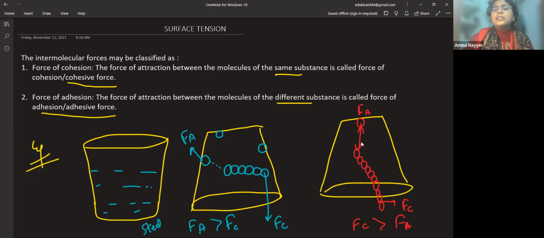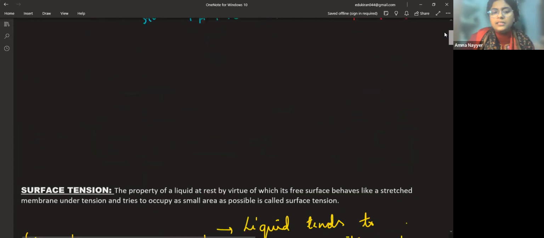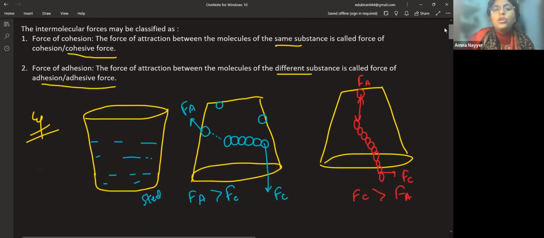This is the reason. So these are the two types of forces which you should know, and these terms will be repeated. That's why we are studying this. Write down this: intermolecular forces, classification of intermolecular forces.